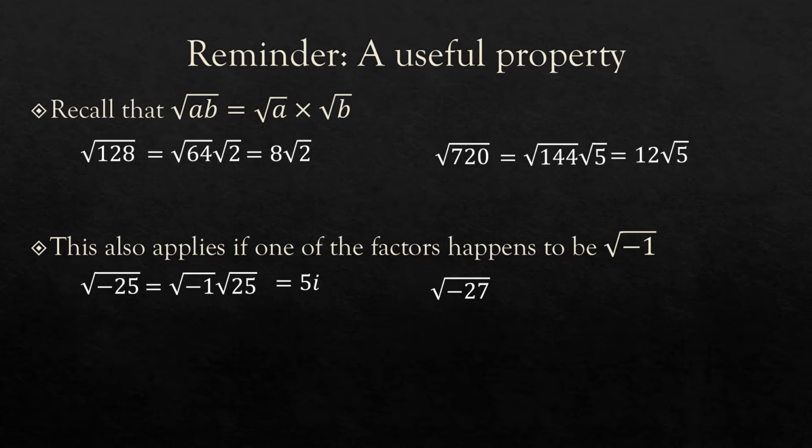Also, if I have the square root of negative 27, I can write this as the square root of negative 1 times the square root of 27. I can further break down 27 into the square root of 3 times the square root of 9. And this, of course, simplifies to 3i root 3, keeping in mind that the square root of negative 1 is the imaginary unit i, and that the square root of 9 is 3.